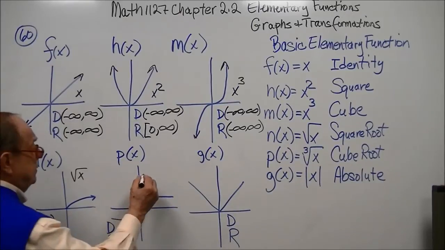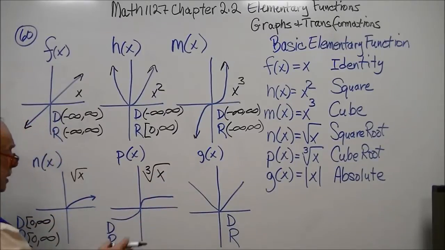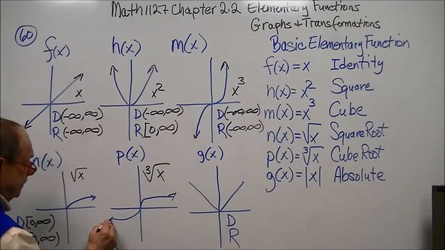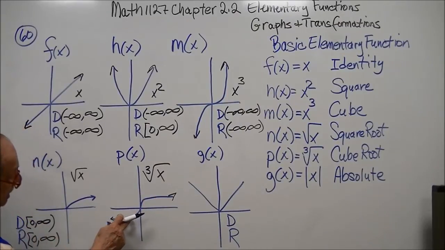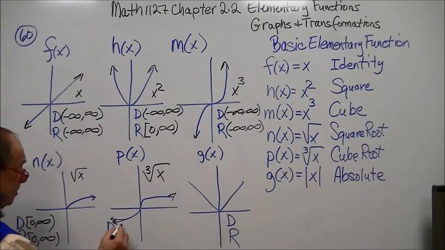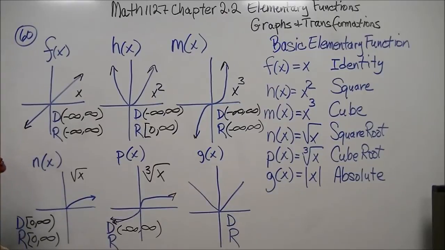Now, if you were to take the cube root of x, you end up with a graph that looks like this. And again, these are going off in this direction, and I probably should make that a little bit more like that. And as for domain, it's from negative infinity to positive infinity, and that applies to the range as well.